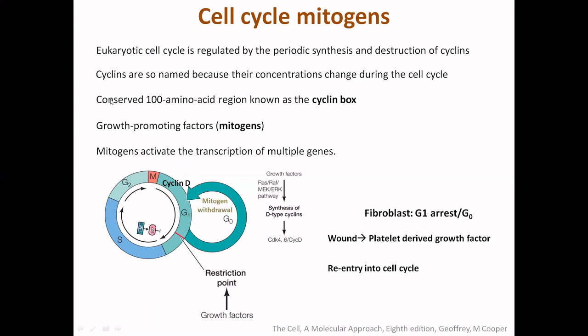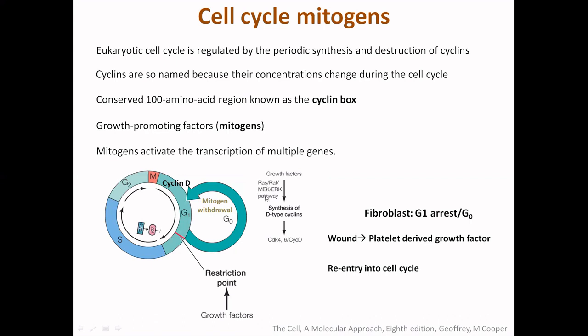It has a very unique 100 amino acid conserved sequence that is called the cyclin box. And I discussed in my previous lecture the mitogen that controls the cell cycle in the early G1 phase. What are mitogens? These are the growth promoting factors, external as well as internal, acting in the early G1 phase through the mitogen activated protein kinase, the MAP kinase.